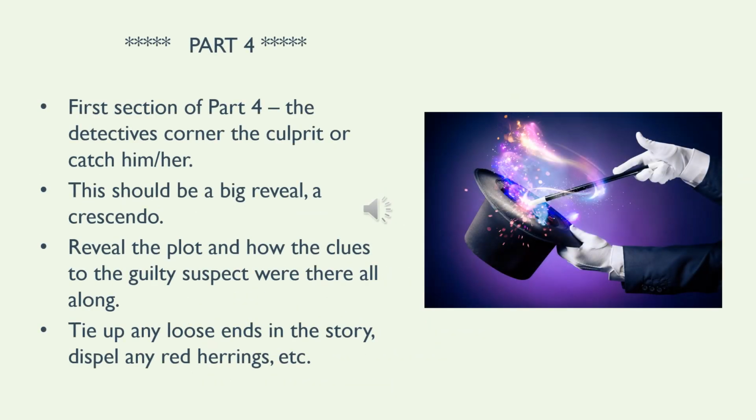The first half of Part 4 will be the crescendo, where the detectives corner the culprit or catch him in some criminal act, or even find irrefutable evidence that will lock up the case. This is where the big reveal takes place. This could be where he or she is arrested, or pronounced guilty, or is indicted, etc. You want to tie up any loose ends in the crime story as well as the subplots. Each story will be different, of course.